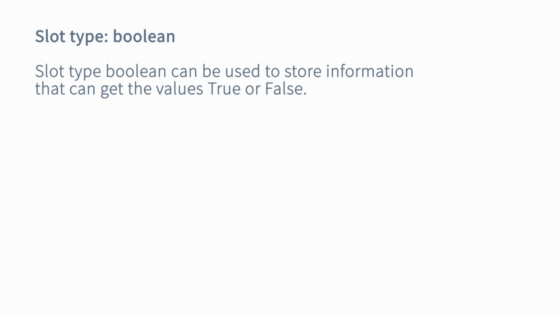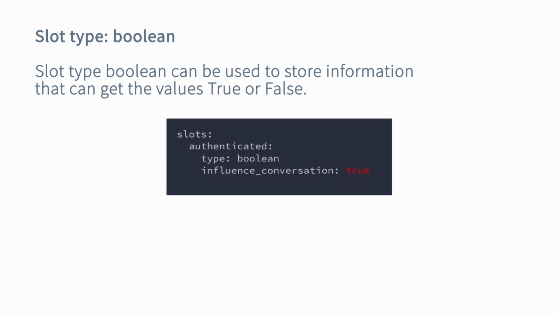Next slot type that is available in Rasa is a boolean slot. This slot is the best to store the information that can get two values, true or false. The slot can also be configured to influence the conversation depending on whether or not this is necessary. A very simple example that I have to illustrate of how boolean slot works is when the user provides their user ID, an assistant in the background can check if the user is authenticated to access specific information.